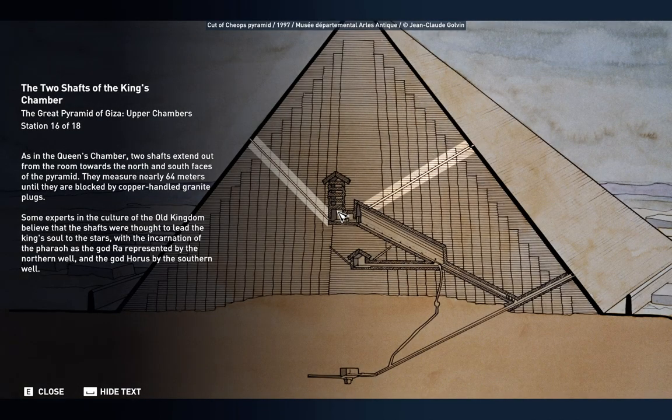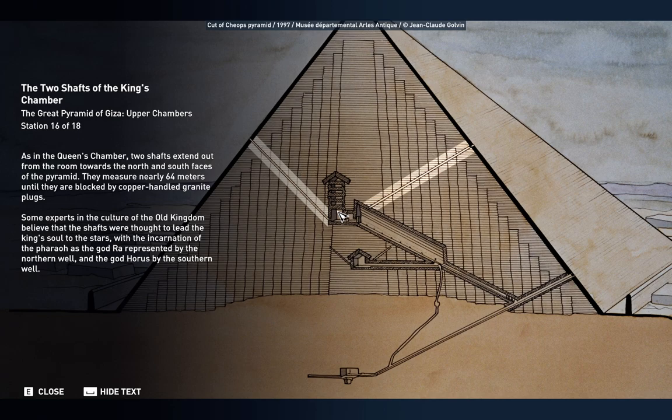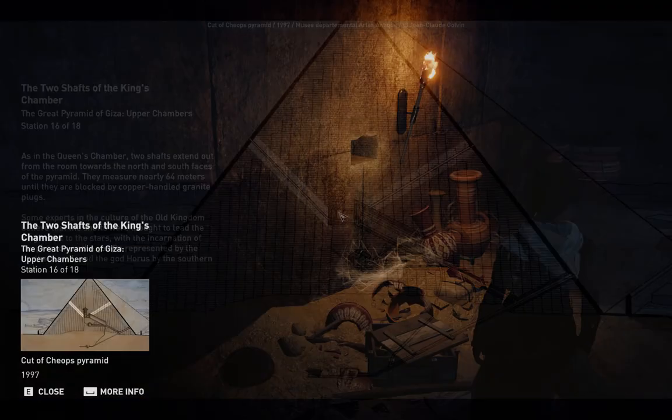As in the Queen's Chamber, two shafts extend out from the room towards the north and south faces of the pyramid. They measure nearly 64 meters until they are blocked by copper-handled granite plugs. Some experts in the culture of the Old Kingdom believe that the shafts were thought to lead the king's soul to the stars, with the incarnation of the pharaoh as the god Ra, represented by the northern well, and the god Horus by the southern well.